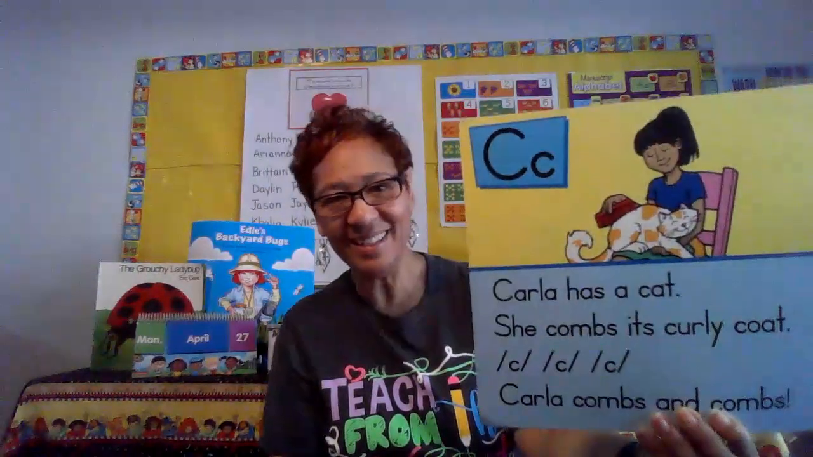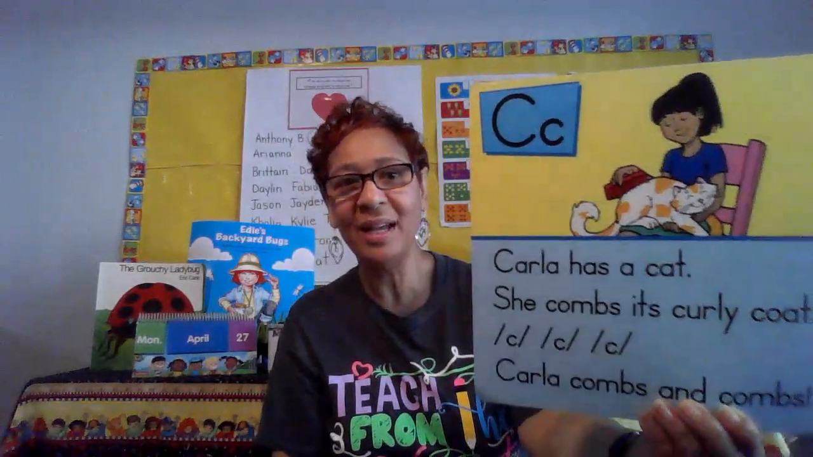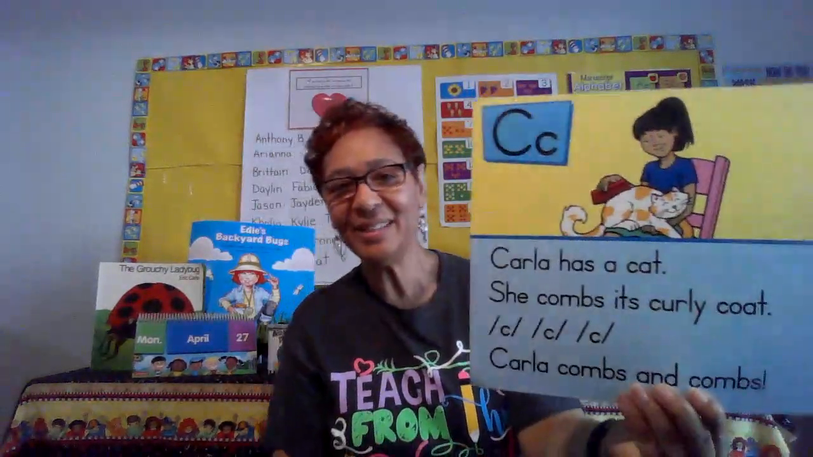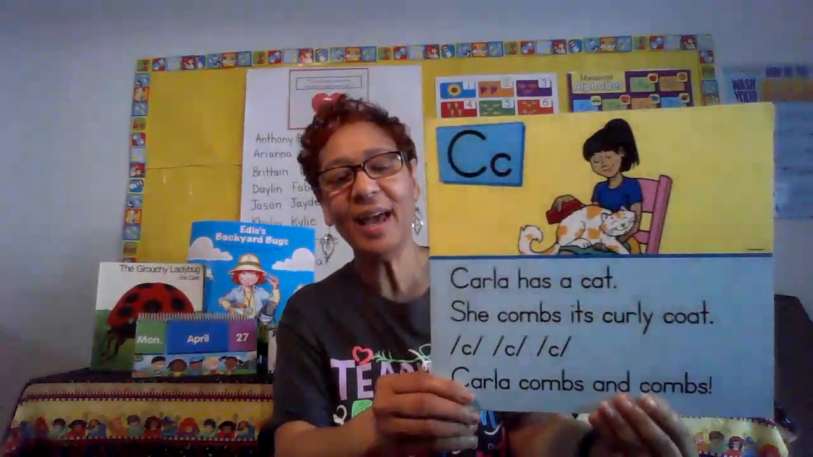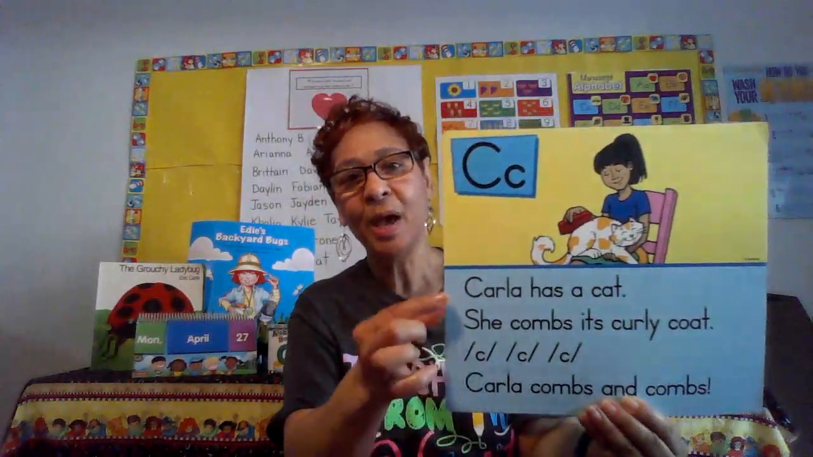This girl's name is Carla. I have a cousin named Carla. Carla, as you can see, is holding a cat. What's that in Carla's hand? A comb. That's right. So let's read our poem. I'll read and you read with me.